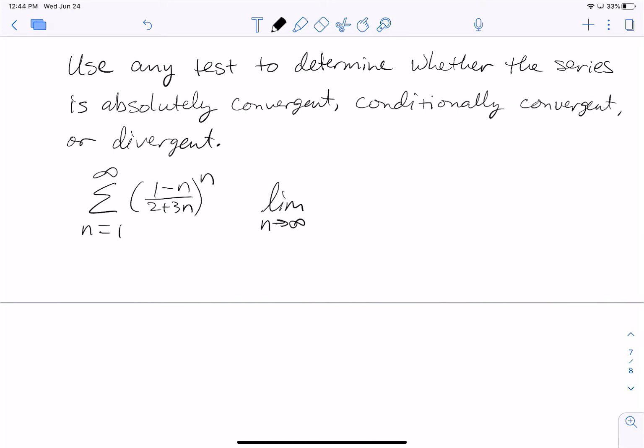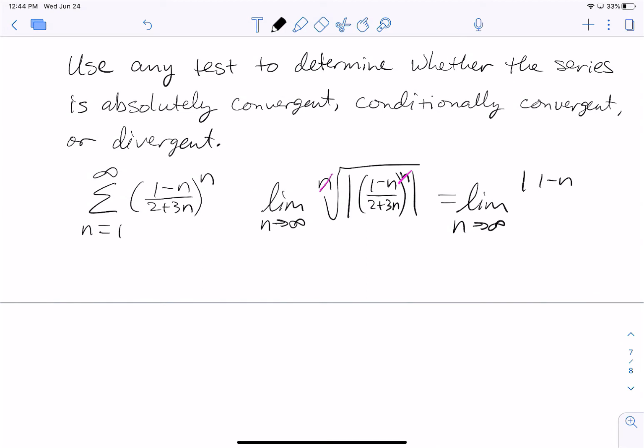So we've got the limit as n approaches infinity of the nth root of the absolute value of quantity 1 minus n over 2 plus 3n to the n. As before, the n's will cancel out, the n root and n exponent. And we have the limit as n approaches infinity of the absolute value of 1 minus n divided by 2 plus 3n.